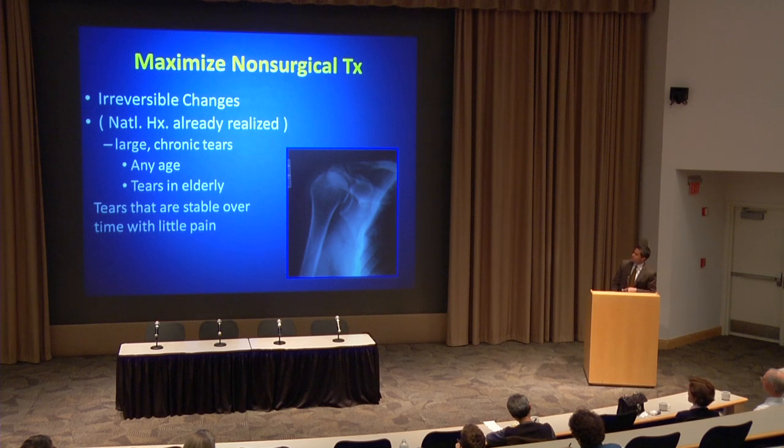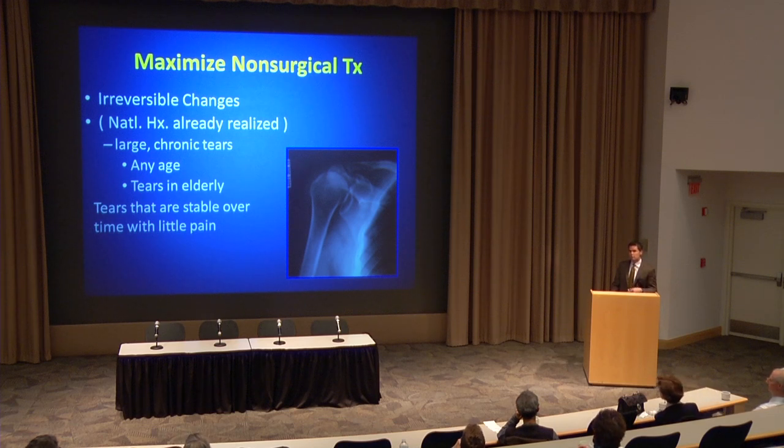We maximize conservative management for shoulders where some of those irreversible changes have happened. So you're talking about older patients or patients with larger chronic tears regardless of age. The other patients that we recommend maximizing non-surgical treatment for are those who have tears that are stable, so they're not growing and they're minimally symptomatic. A lot of those patients will do better, or at least do well, with just observation, and that's where a lot of you are right now.